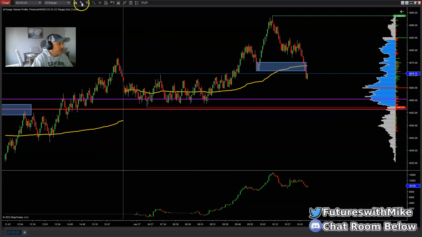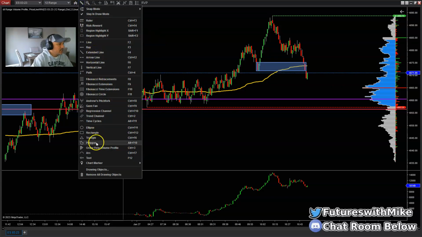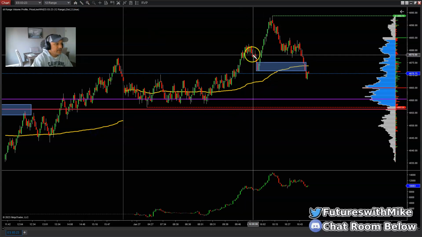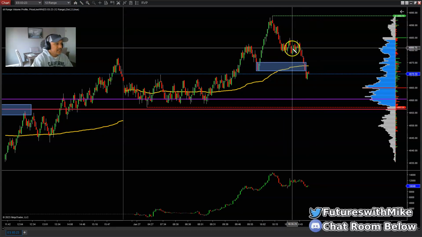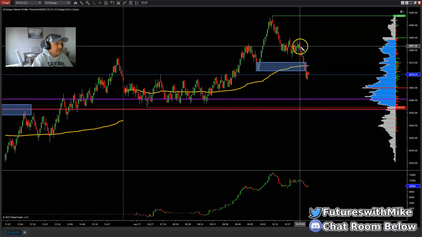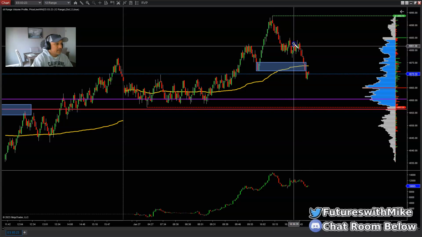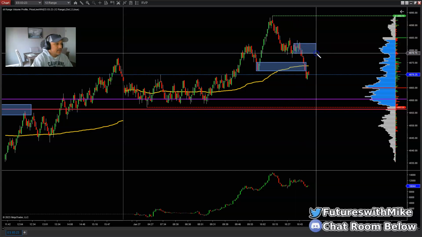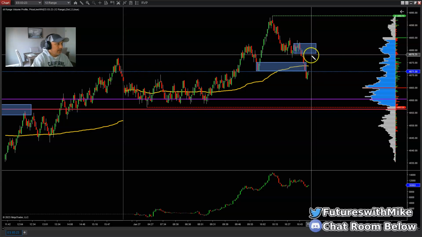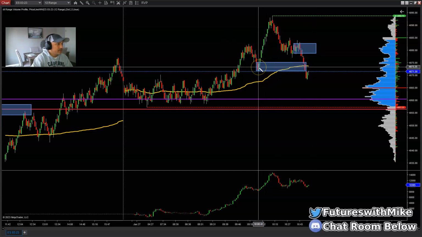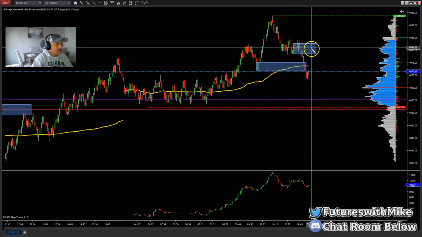So the question is, what's it trying to do? Now, let's see if this could be an area of supply resting right up in here. So I'm going to mark this right here. So we'll see, now that it's broke this area of structure here.